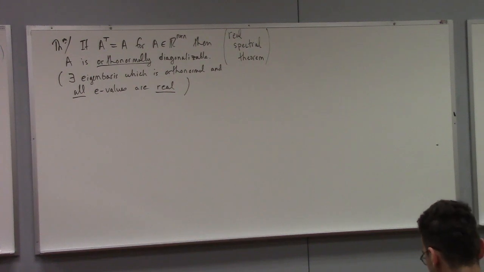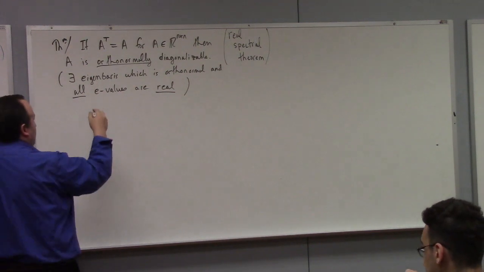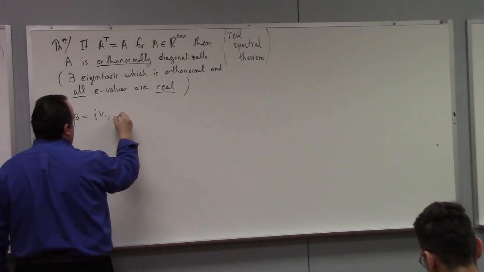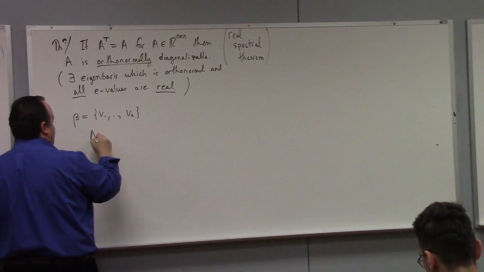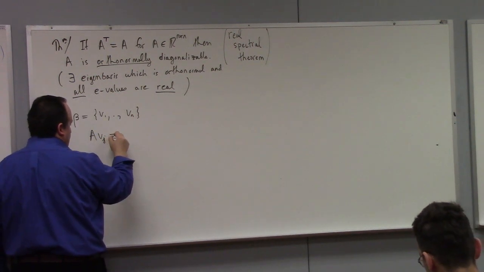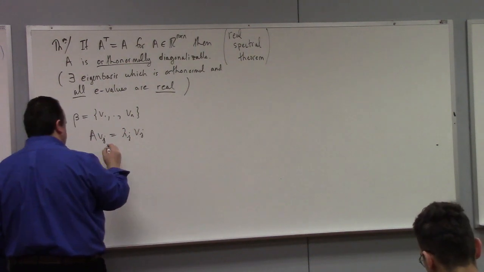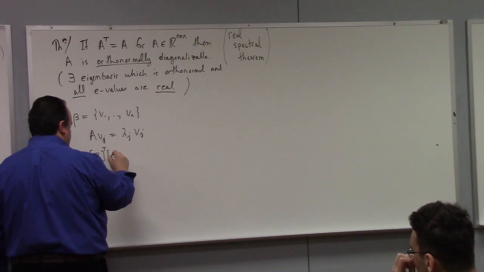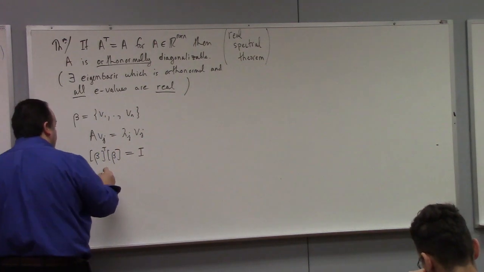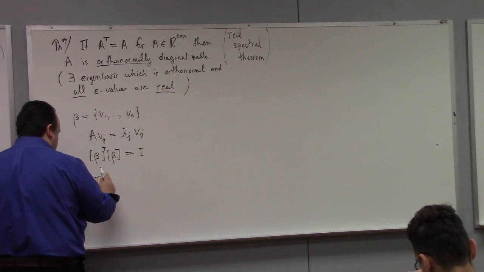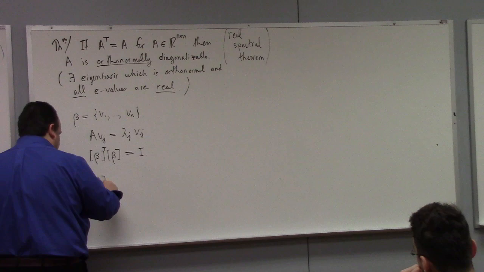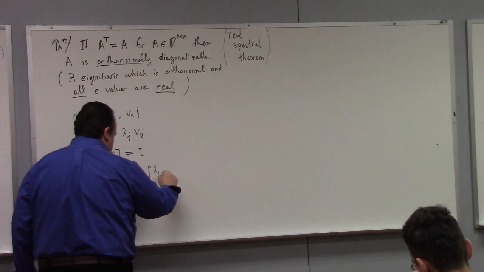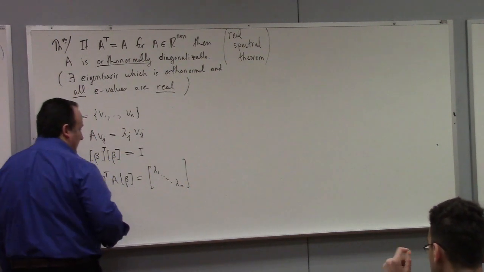Okay, so that's one thing. And so what that means then, for such a matrix, you can find a basis v1 through vn, right, such that A vj is lambda j vj, and if you look at the basis matrix and you multiply its transpose by itself, you get the identity, right? And just to complete the story, if we take the transpose of the basis matrix times A times the basis again, we get the diagonal matrix with eigenvalues down the diagonal.